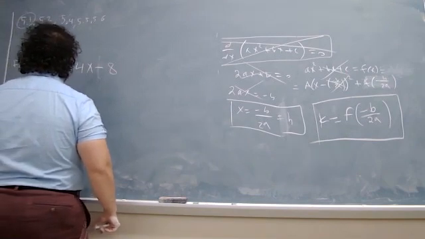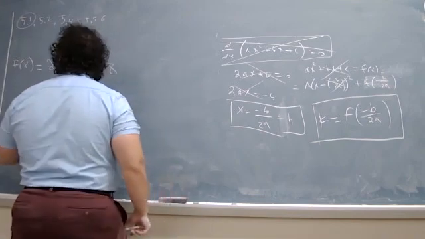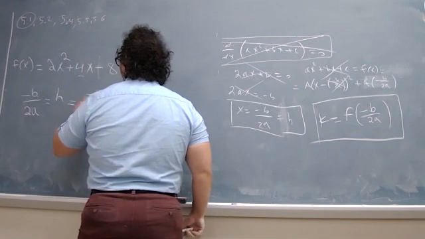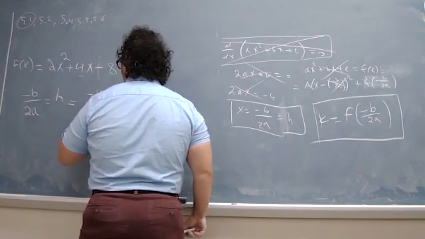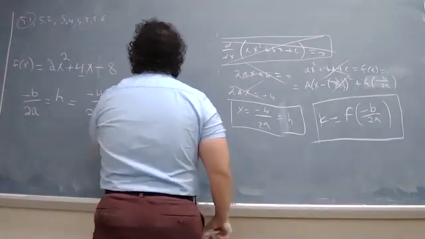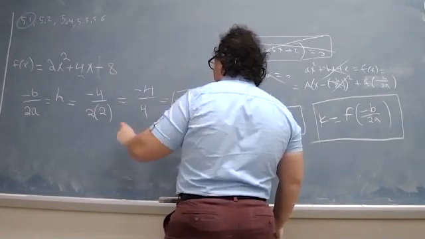This is our h over here. So we get negative 4 over 2 times 2, and this is negative 4 divided by 4, which is negative 1. This is our h.